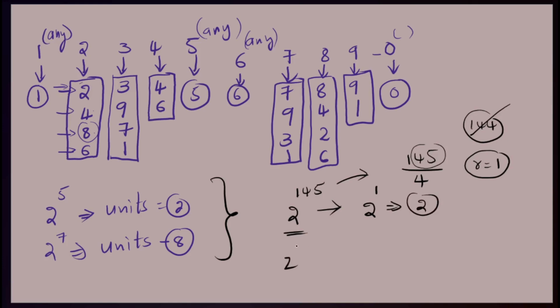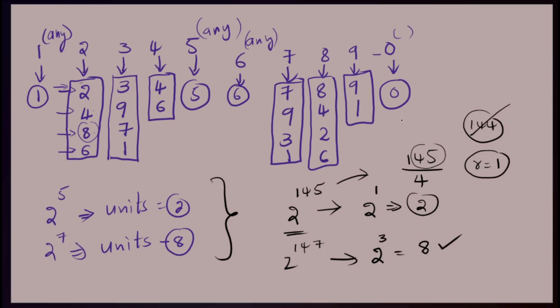If it is 2 power 147, 144 goes with 4. So out of 147, 144 is gone, and you are left with 2 cube, which will give you 8. Right? This is your units digit.